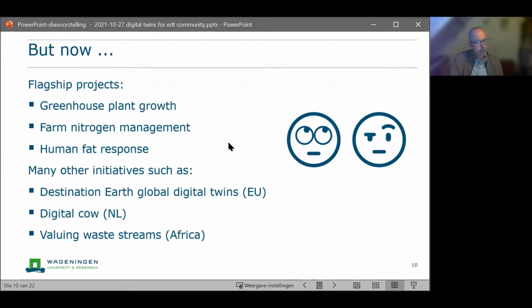And the same applies to the response of humans to what they eat, in particular to how much fat they eat. I will go into some more detail of these three examples, but not before mentioning that there are many other initiatives coming up in these fields. Like in the European context, there is the idea of Destination Earth, which wants to build global digital twins. In the Netherlands, there is still the idea of building a digital cow, because with the digital cow, you could avoid experimentation on living animals. If you have a good representation of the cow, you could investigate what medication would help in particular circumstances without having to test this on real cows.